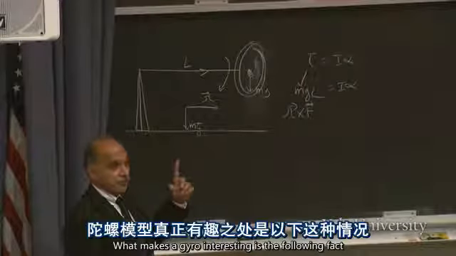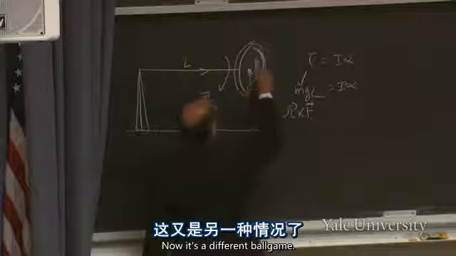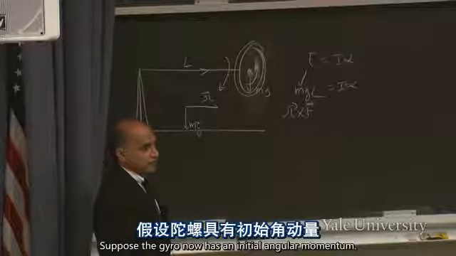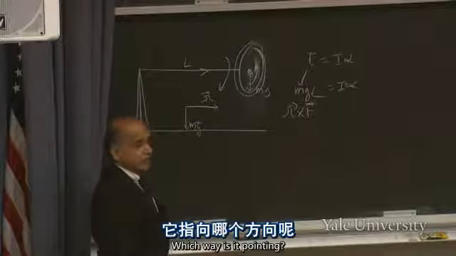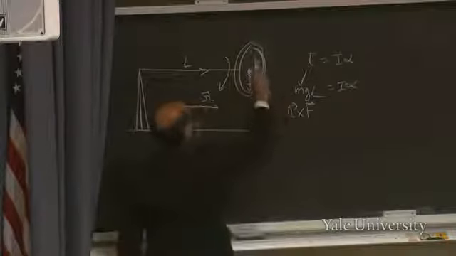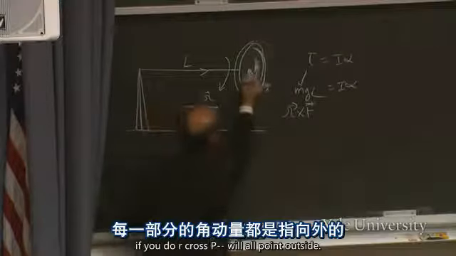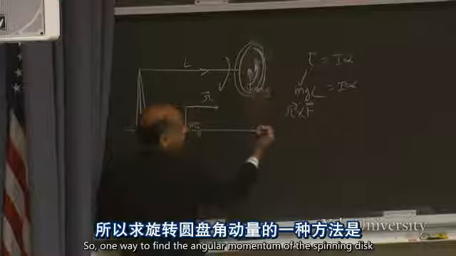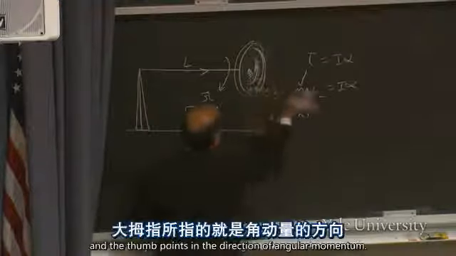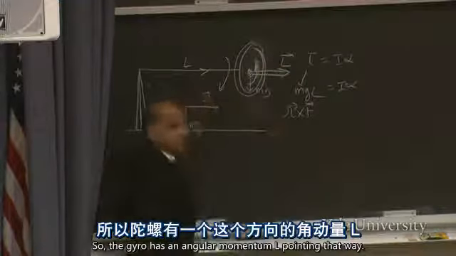What makes the gyro interesting is the following fact. You can spin the gyro now. Now it's a different ball game. Suppose the gyro now has an initial angular momentum. Which way is it pointing? It's the first thing you got to understand. This is a spinning disk. Every part of it is spinning, and the angular momentum of every part, if you do R cross P, will all point outside. So one way to find the angular momentum of a spinning disk is to have your fingers curl along the direction of rotation, and the thumb points in the direction of angular momentum. So gyro has an angular momentum L pointing that way.